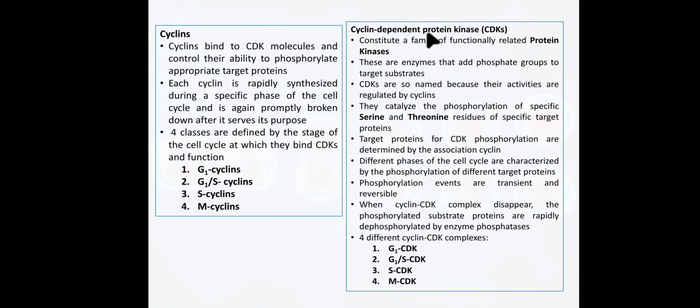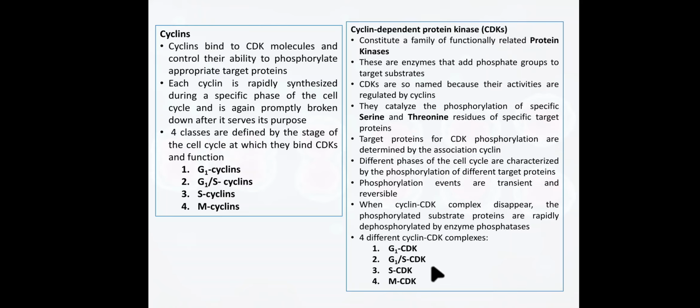The cyclin dependent protein kinases belong to the protein kinase family, which are enzymes that add phosphate groups to target substrates. Cyclin dependent protein kinase is inactive without cyclin. Cyclin should bind to the CDK in order to activate it. They catalyze the phosphorylation of serine and threonine residues of specific target proteins and help in regulation of the cell cycle, whether the cell should be arrested or whether the cell should undergo further division.